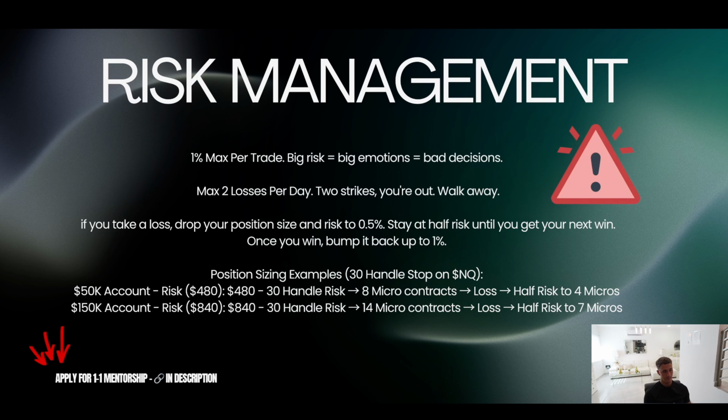If you take a loss, drop your position size and risk to 0.5%. So you stay at half risk until you get your next win. Once you get your next win, then you can bump your risk back up to the original 1%. This will help you from blowing your account and protect your capital. If you're taking losses, you should not be increasing your risk. You should be stepping back, realizing, what am I doing wrong here? And actually reducing risk rather than increasing or staying at the same risk, because then you're going to blow your account. If you halve your risk, see where you're going wrong and actually fix those things, and then you put your risk back up to 1%, you're more likely to stay in the game.